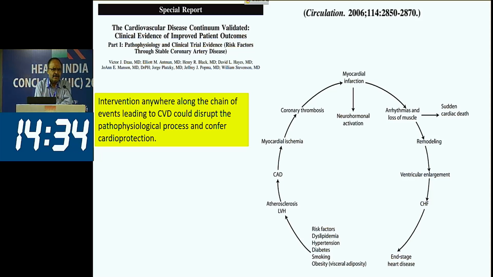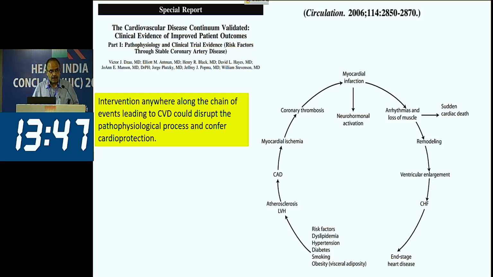This concept came in about 31 years ago, 1992, which basically said that there is a continuum of risk factors and there is a progression of the cardiac disease in an orderly manner, as is shown here. So typically you have structural changes like atherosclerosis in the arteries and left ventricular hypertrophy, which goes on to the various manifestations of cardiovascular disease that are shown here, and finally it ends up in heart failure leading to death.